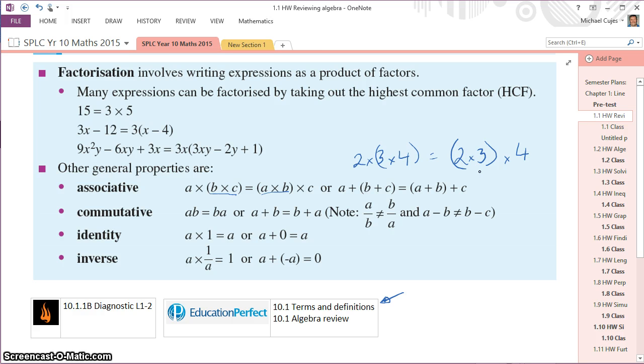Again, the terms and definitions will help you consolidate that and just make sure you stay on top of those. So when you hear those terms again, they're just a little bit more familiar. The algebra review, basic collecting like terms, adding, subtracting, substituting, pretty straightforward, as is the hot maths tasks.